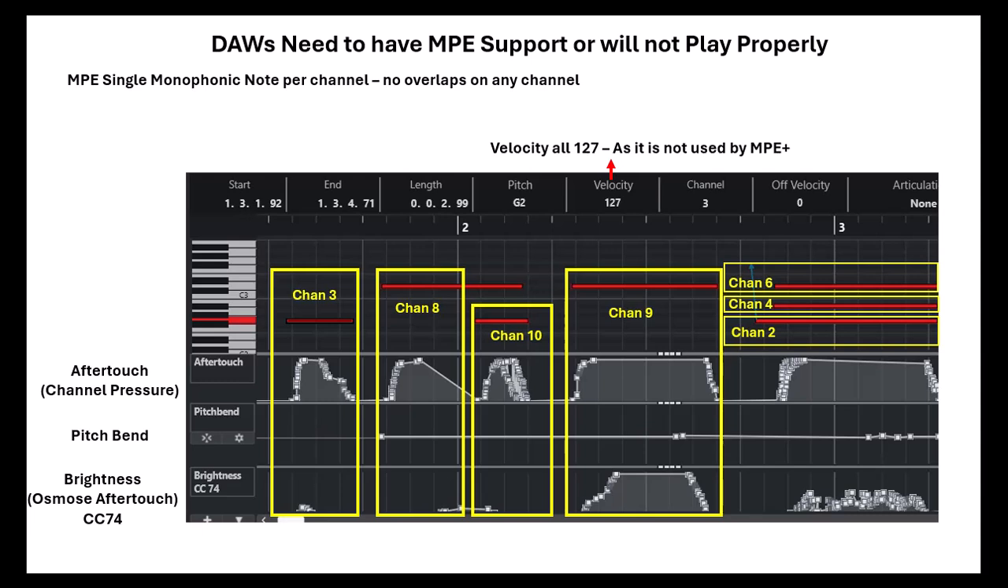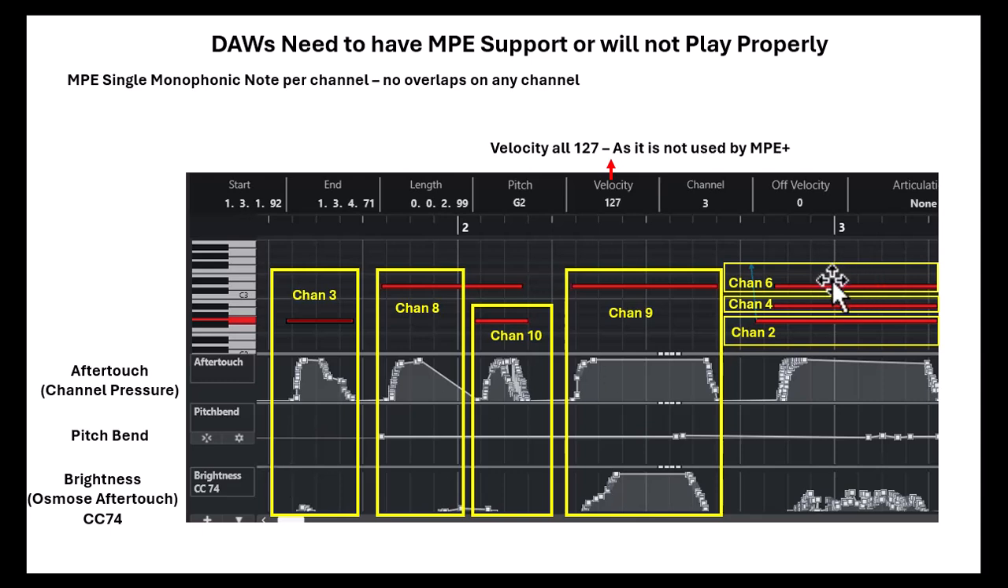And when you record, for example, here's the Cubase recording of MPE data, you'll see that each note, when you play it, is assigned to a different channel. Channel 3 is assigned to the first note, and that has aftertouch data that's recorded and played back. There's pitch bend data, and there's brightness, CC74 data. Of course, here, aftertouch in Cubase means channel pressure, whereas brightness means Osmose aftertouch. This is why sometimes the terminology can get a little confusing.